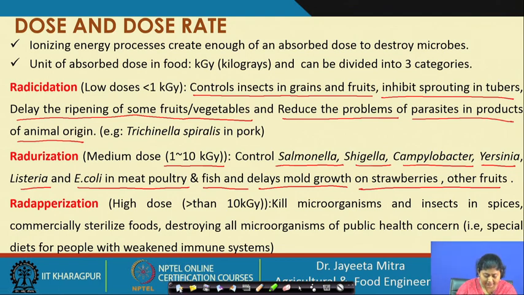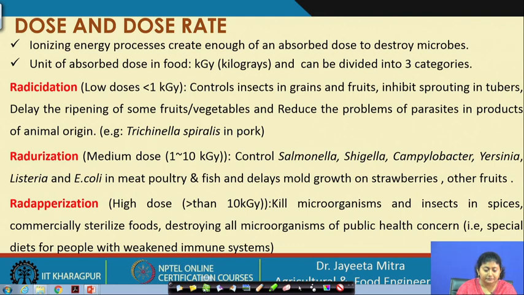So, this is how we can define what kind of dose or what dose rate is required for different functions, whether it is preserving the produce for a longer time, whether it is delaying the ripening, whether it is killing the bacteria. So, this is how we apply the irradiation.